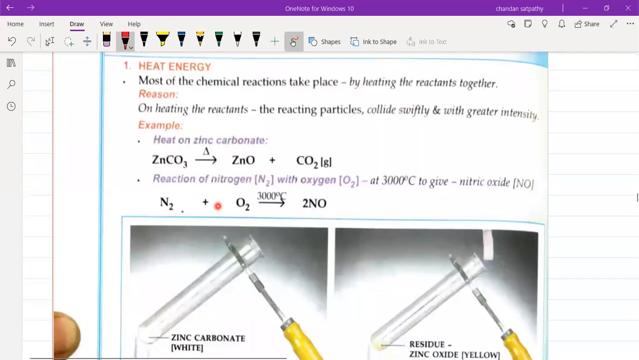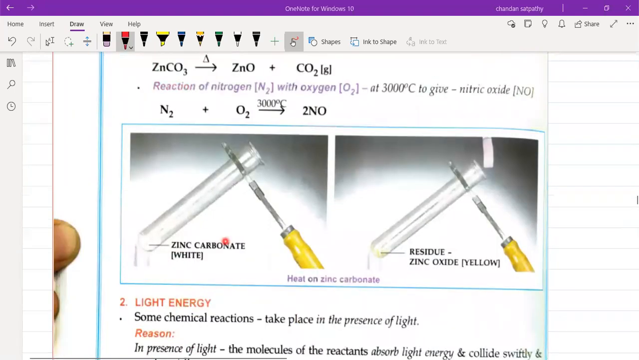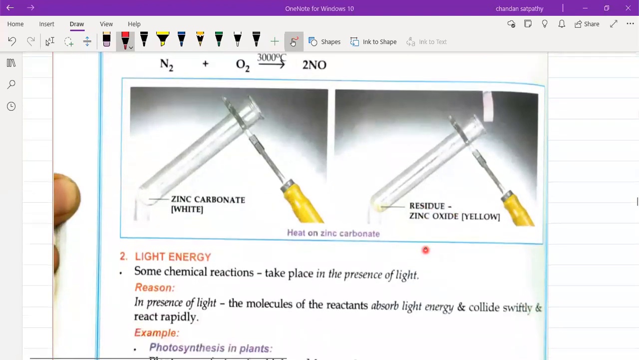Next, when nitrogen and oxygen are combined, they react only at 3000 degrees Celsius. You see such a high temperature. Imagine, at 100 degrees Celsius water boils, and here it is 3000 degrees Celsius. At such a high temperature only, nitrogen and oxygen combine to form nitric oxide. Next, zinc carbonate: before heating it was white in color, but when heated it forms zinc oxide, which is yellow in color. So this reaction also takes place after heating only.